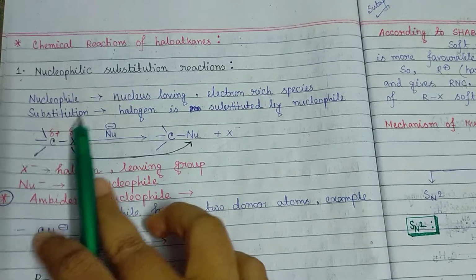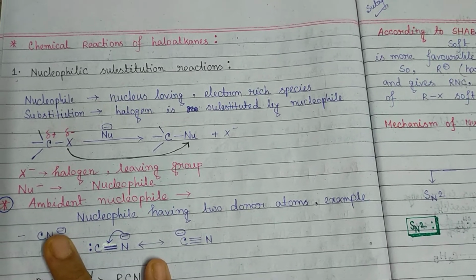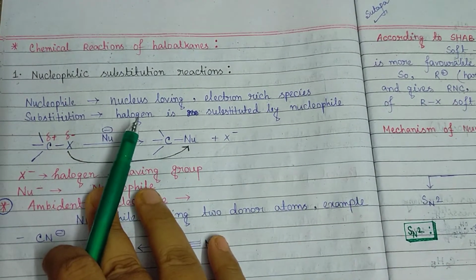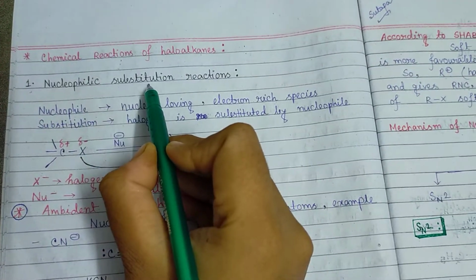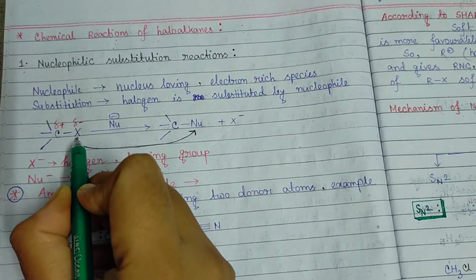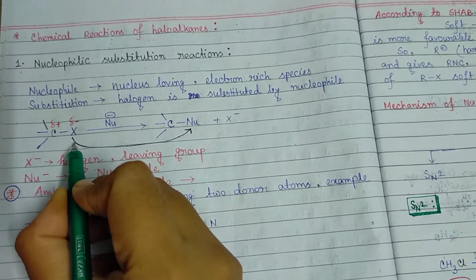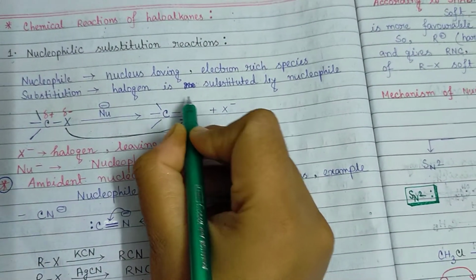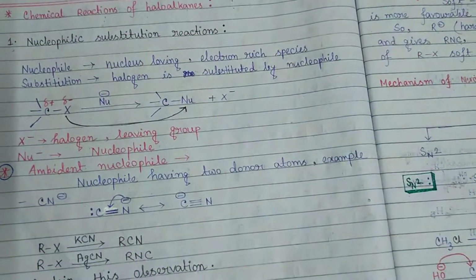Nucleophile, as we know, is the nucleus loving species or electron rich species which will have philicity towards any positive charge, and substitution means the halogen will be substituted by the nucleophile. So nucleophilic substitution means the halogen of alkyl halide or aryl halide will be substituted by some nucleophile. This is the reaction of alkyl halide and nucleophile, and it will give us the product in which the halogen will be substituted by the nucleophile.